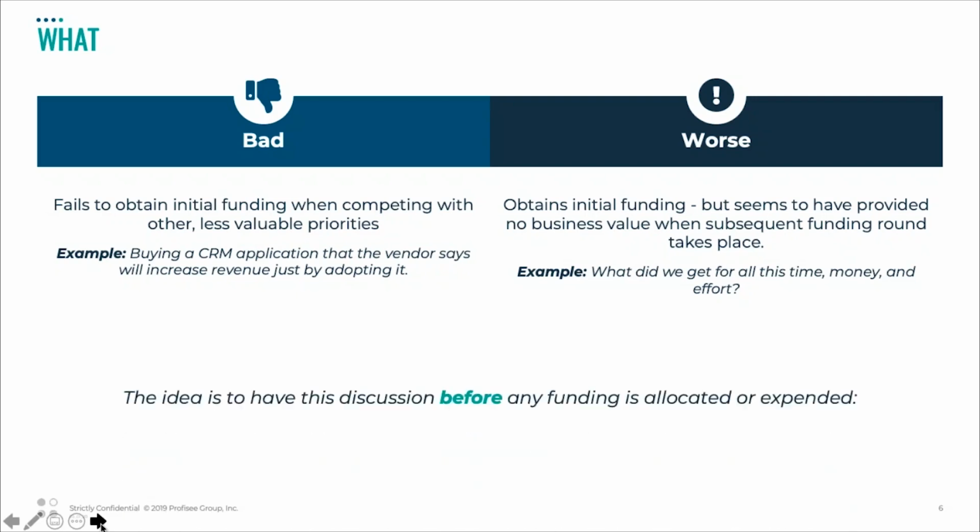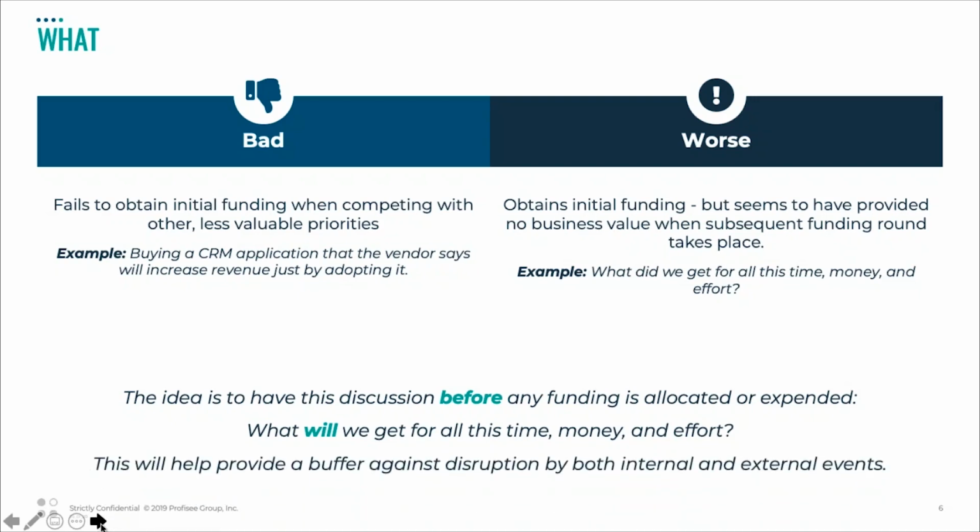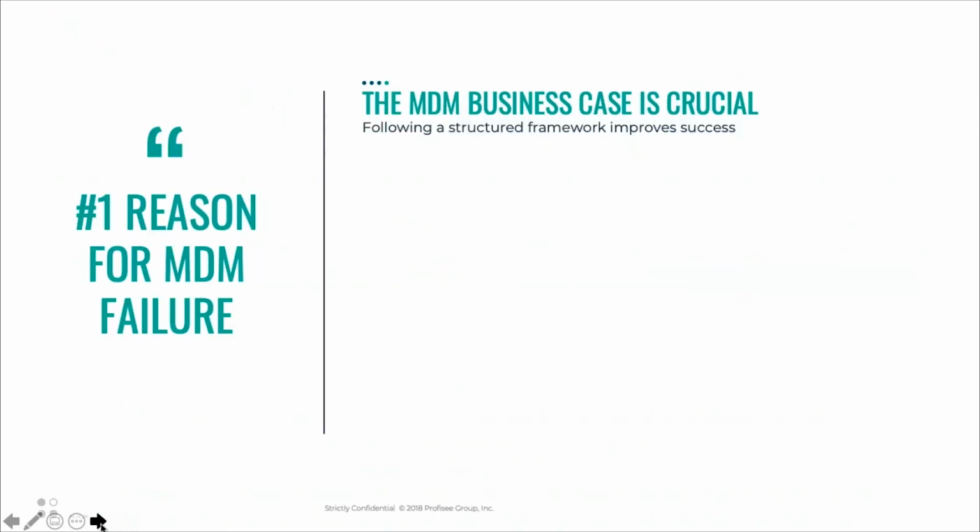The idea is to have this discussion before any funding is allocated, rather than having them ask you what you did with all that money. Where you want to go is, what will we get for all this time, money, and effort? And again, you have to be sure you can deliver it, but it's all about the timing of the discussion. It's having it before a tremendous outlay of time, money, and resources. And again, as we said on the last slide, this will also help provide a buffer against disruption by both internal organizational events and external events like a merger and acquisition.